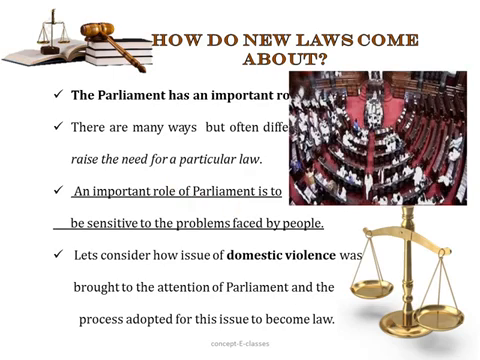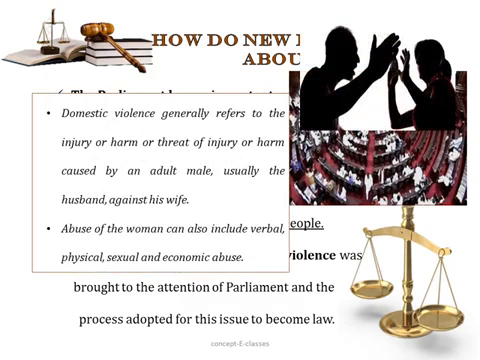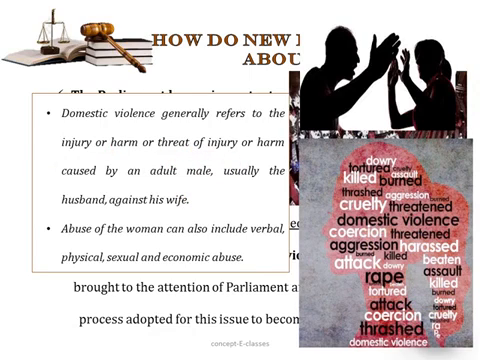So let us consider this through an example. Let's take the issue of domestic violence. It was brought to the attention of Parliament, and let's see how the process was adopted for this issue to become a law. So what do we mean by domestic violence? Domestic violence generally refers to the injury or harm, or threat of injury or harm, caused by an adult male, usually the husband, against his wife.